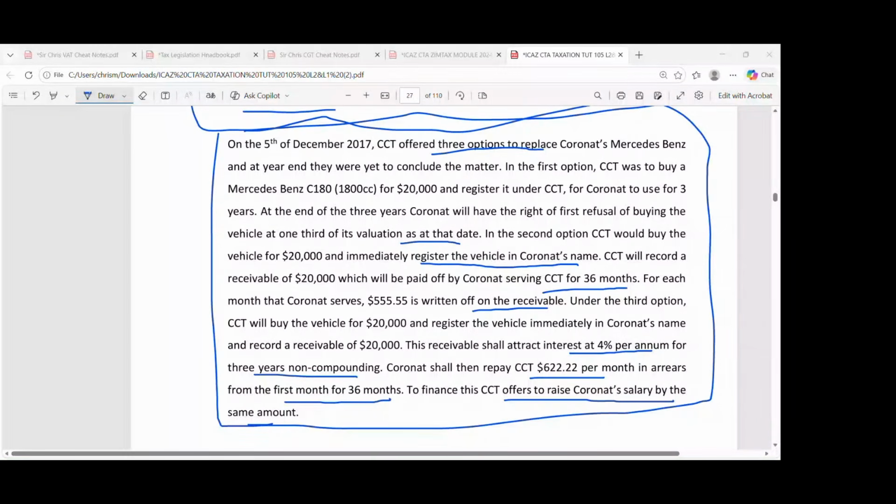So we need the most tax efficient option. From Colonat's perspective, we need what minimizes his income, because the higher the income, the higher the tax. But for CCT, we need the greatest deduction, which reduces taxable income. Can you see the perspective here?